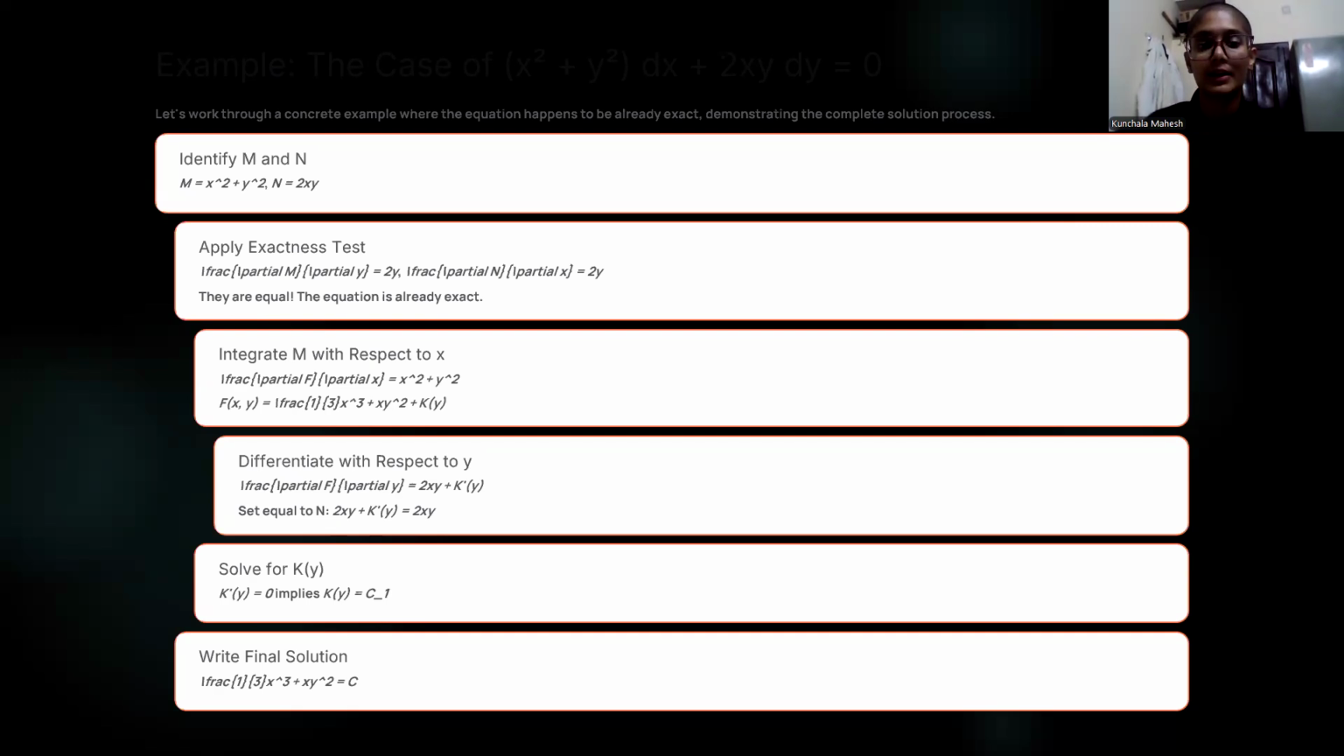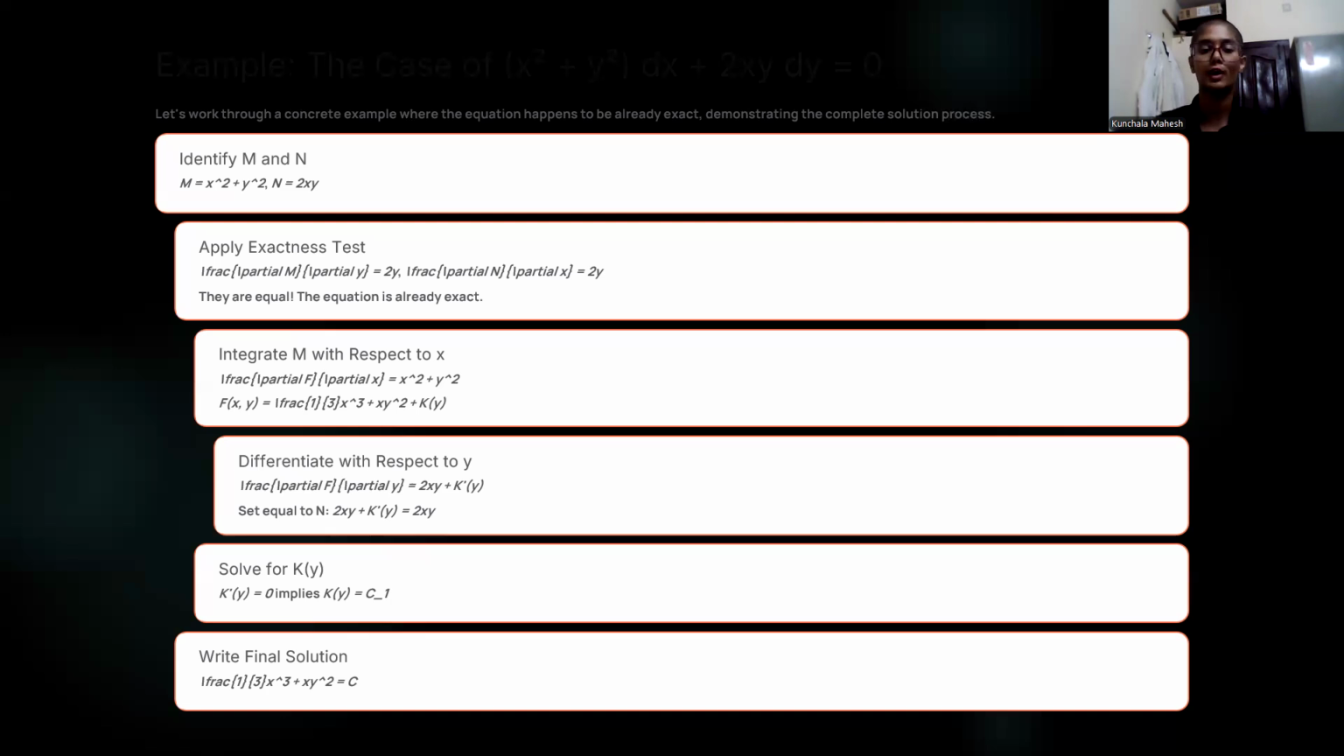Now you have to integrate M with respect to x, which gives f of x, y equal to one-third x cubed plus x y squared plus k of y. Now we differentiate with respect to y, which gives ∂f/∂y equal to 2xy plus k prime of y, and you have to set it equal to N. So 2xy plus k prime of y is equal to 2xy.